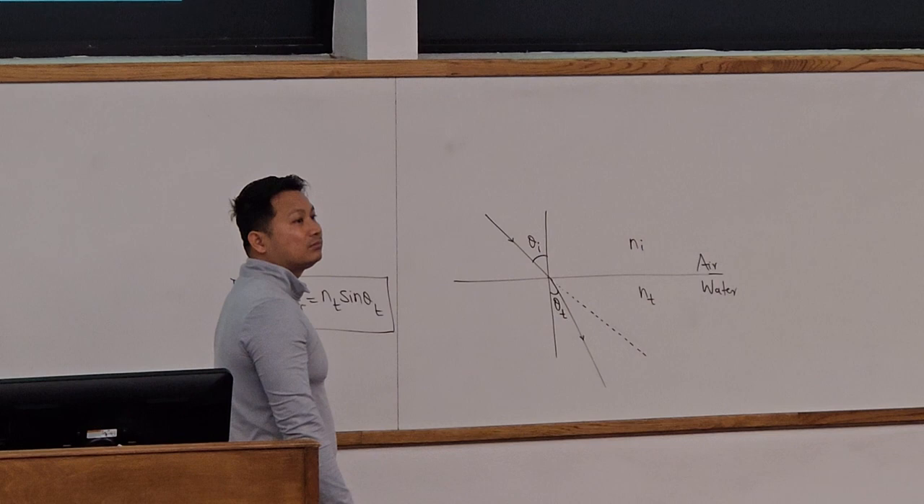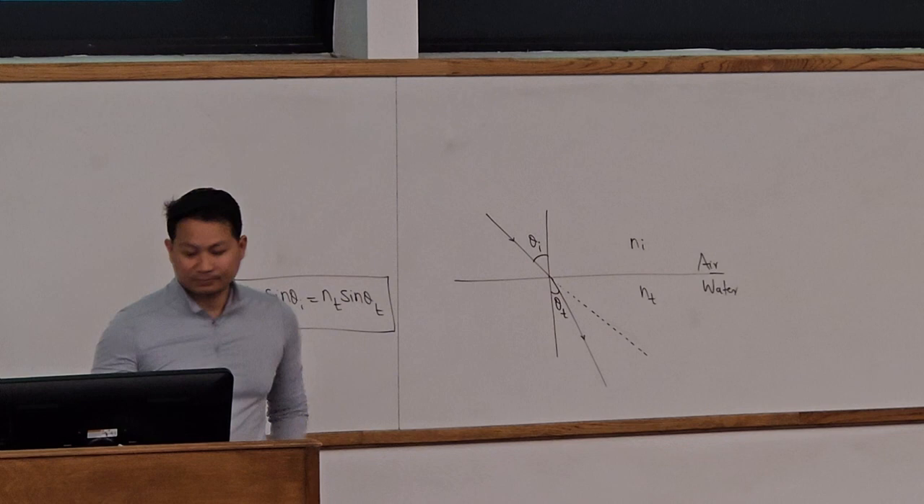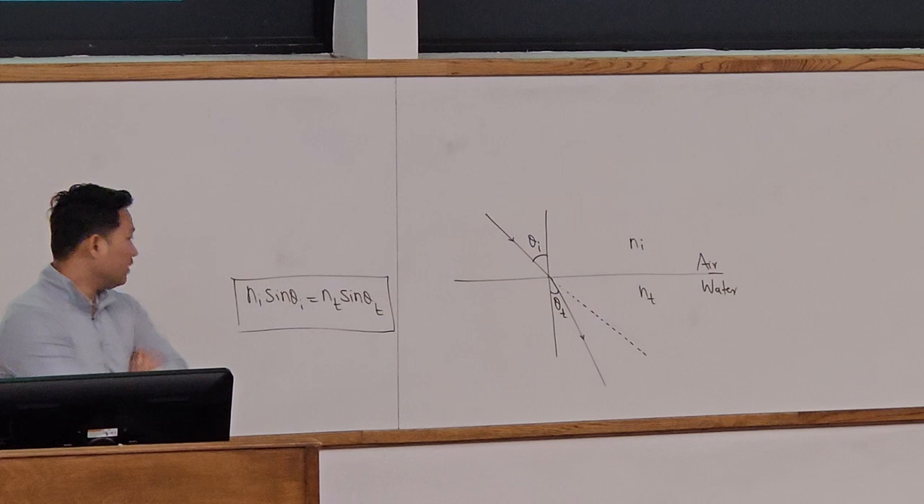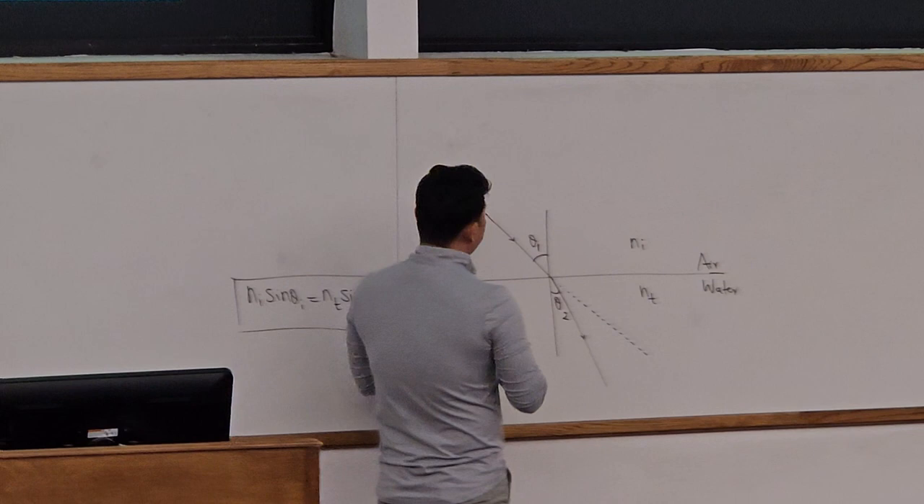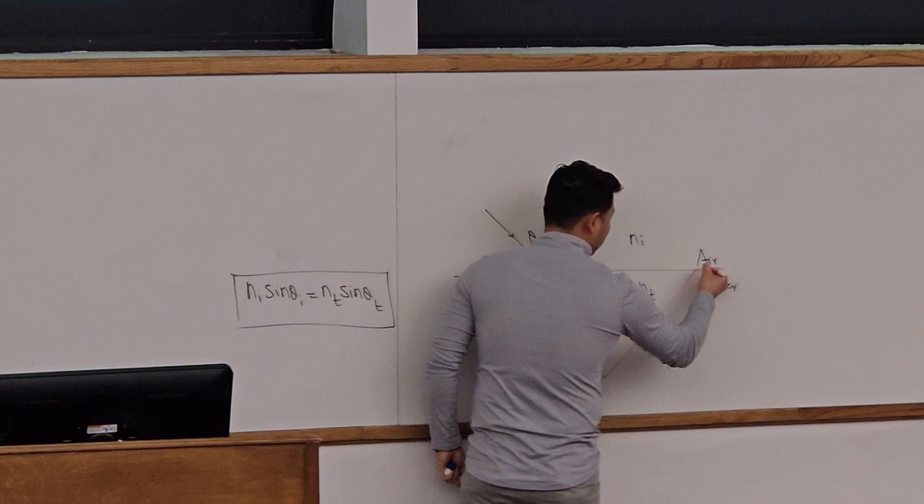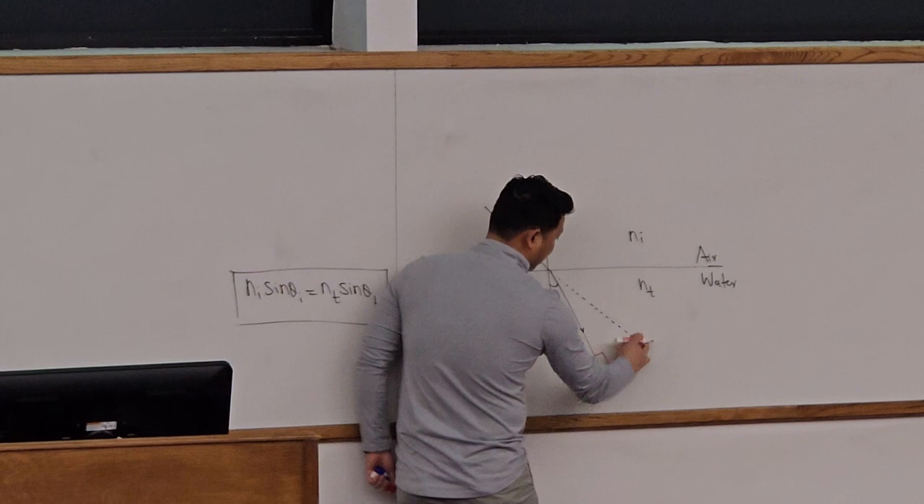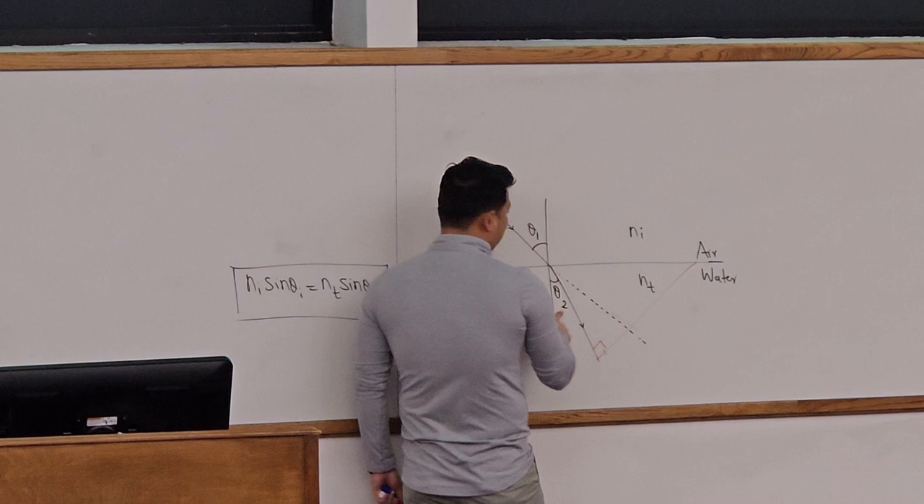Can anyone of you tell me why this angle is theta 2, or why this triangle is going to have theta 2? In other words, if I define this as theta 1 and this as theta 2, and I draw the triangle like that, this is the ray of light. Let me use a different color. Exactly like this, it's a 90 degree angle. If this is theta 2, why is this theta 2?